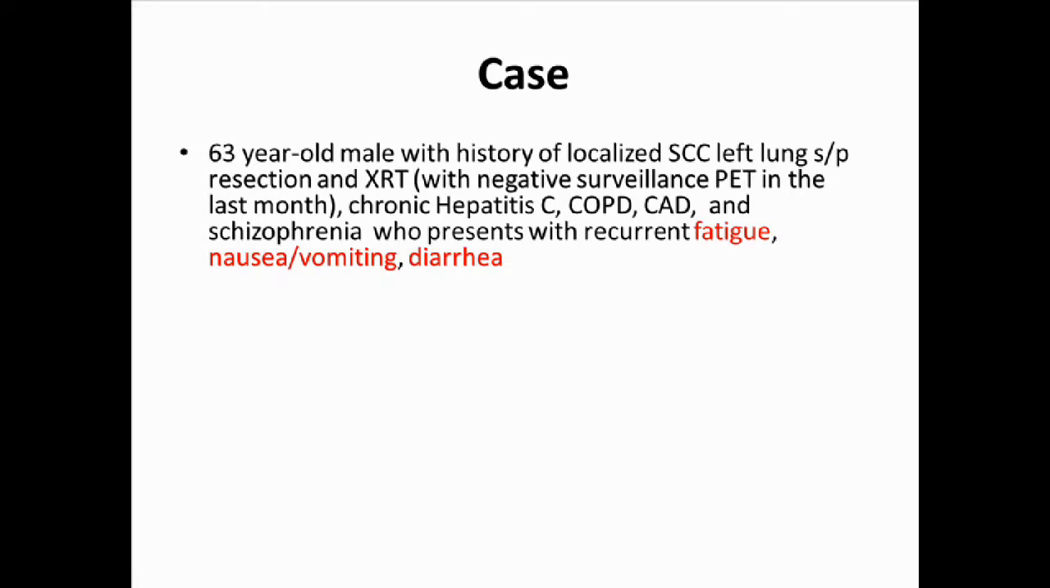So let's start with a case. So this is a 63-year-old man. He has a history of localized squamous cell carcinoma of the left lung, status post resection and XRT. He's known to be cancer-free. He has chronic hepatitis C, COPD, CAD, and schizophrenia, who presented to the VA with recurrent fatigue, nausea, vomiting, and diarrhea. This is his 4th hospital stay for the same symptoms.